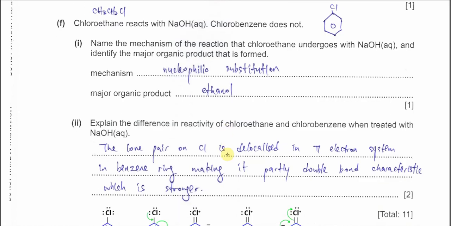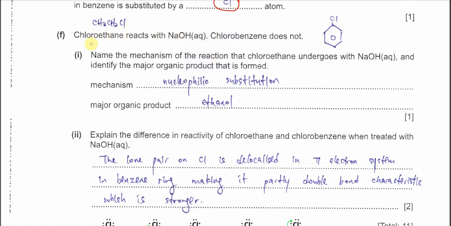Part F. Chloroethane reacts with sodium hydroxide. Chlorobenzene does not. So of course you need to know how chloroethane and chlorobenzene look. This is just a normal halogenoalkane which you learned in AS. Chlorobenzene and this chloroethane, there is a difference. This chloroethane can react with sodium hydroxide. Very difficult for this chlorobenzene. Later you need to explain why.